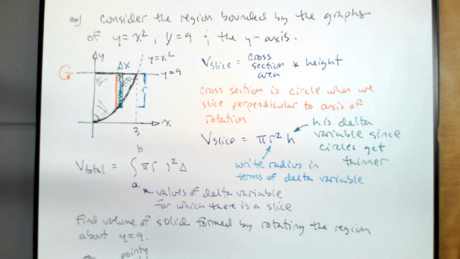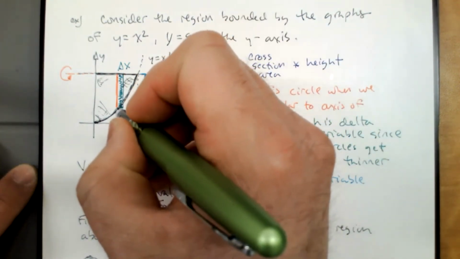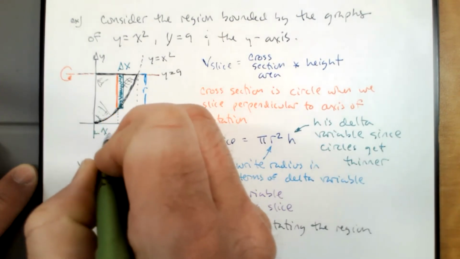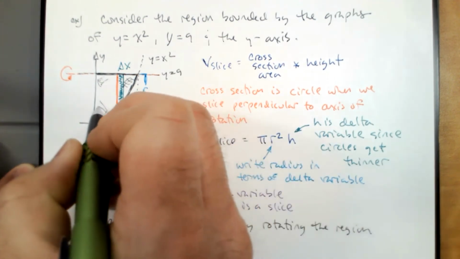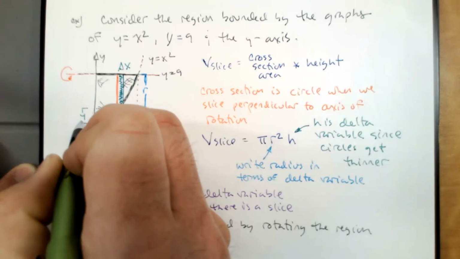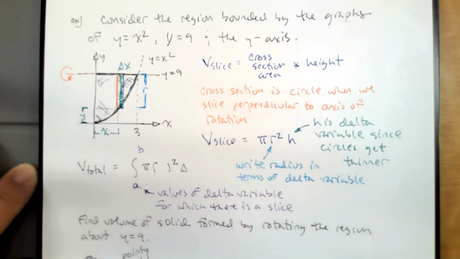The boundaries are defined by relationships between x and y. So I have to identify where x is and where y is. If I pick a point on this y equals x squared, here's where x is, from the origin horizontally to that slice, and y is going to be the vertical distance from the origin to the slice.